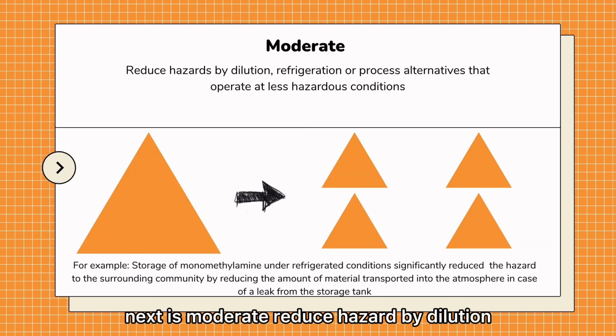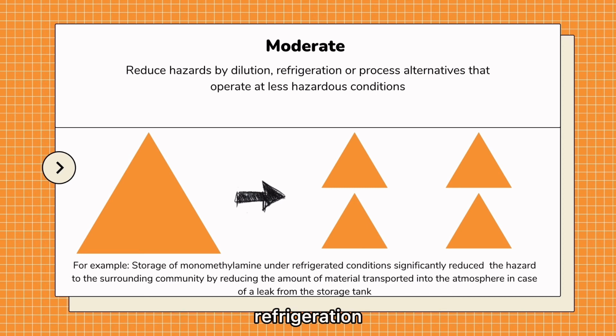Next is moderate. Reduce hazard by dilution, refrigeration, or process alternatives that operate at less hazardous conditions. For example, storage of monomethylamine under refrigerated conditions significantly reduces the hazard to the surrounding community by reducing the amount of material transported into the atmosphere in case of a leak from the storage tank.